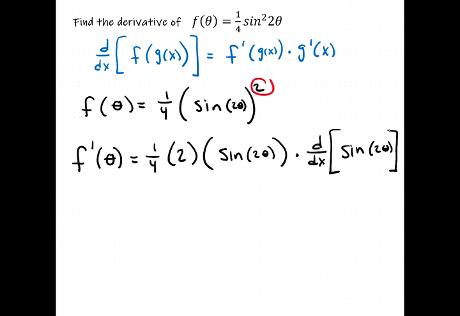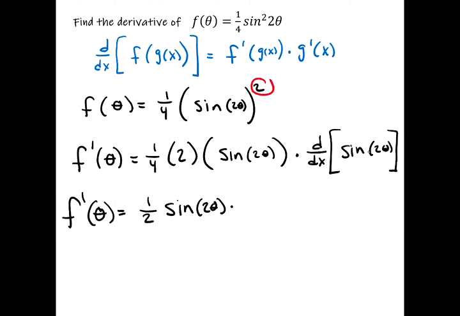Now, when we take the derivative of the sine of 2 theta, we have to apply the chain rule again because we have this outer function, the sine function, and we have this inner function, the 2 theta. So f prime of theta, well, the 1/4 times 2, that's going to be 1/2, times the sine of 2 theta, times the derivative of the sine of 2 theta.